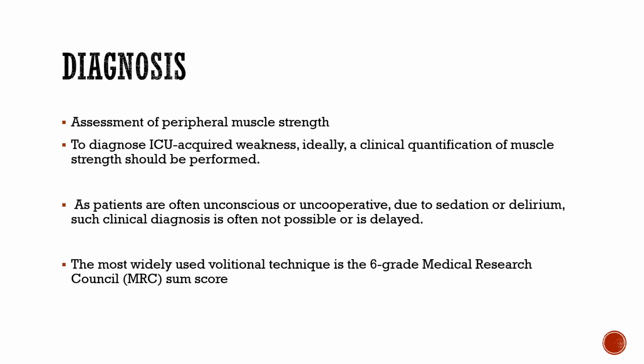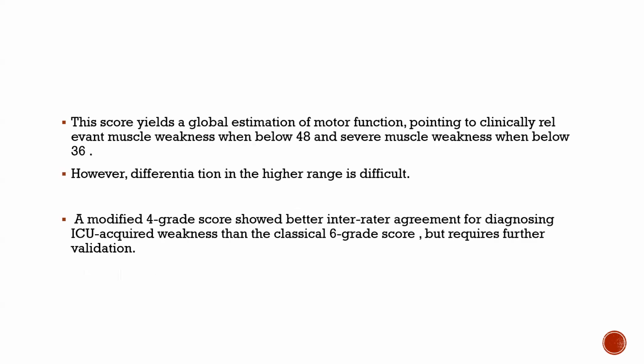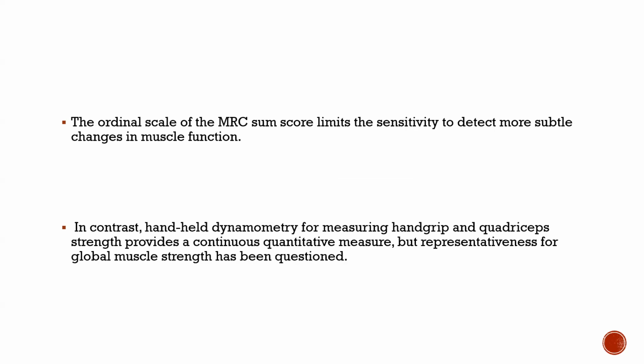So the most widely used technique is the six-grade Medical Research Council sum score. This score yields a global estimation of motor function, pointing to clinically relevant muscle weakness when below 48 and severe muscle weakness when below 36. However, differentiation in the higher range is difficult. A modified 4-grade score showed better inter-rater agreement for diagnosing ICU acquired weakness than the classical 6-grade score. The ordinal scale of the MRC score limits the sensitivity to detect more subtle changes in muscle function.